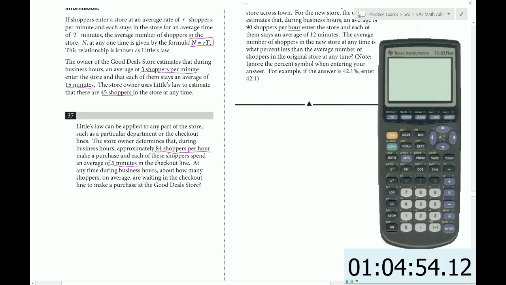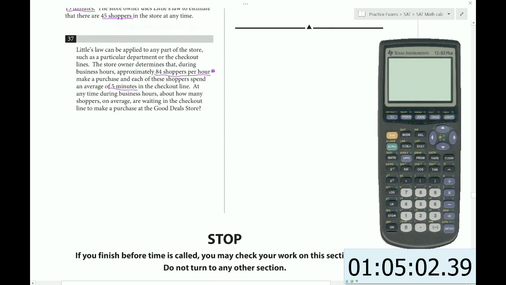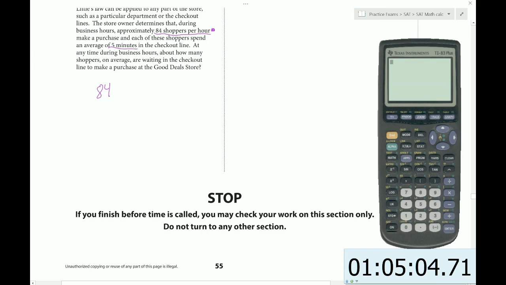Okay. So if you notice, the only difference here is that they're using shoppers per minute along with 15 minutes. Here they're using shoppers per hour. So we'd like to get shoppers per minute. So that's what we're going to do. We're going to do a unit conversion. So shoppers per hour, and we have to go from hours to minutes. There are 60 minutes in 1 hour.